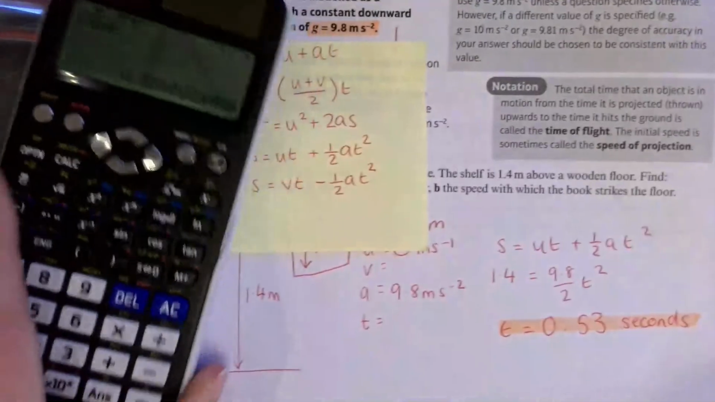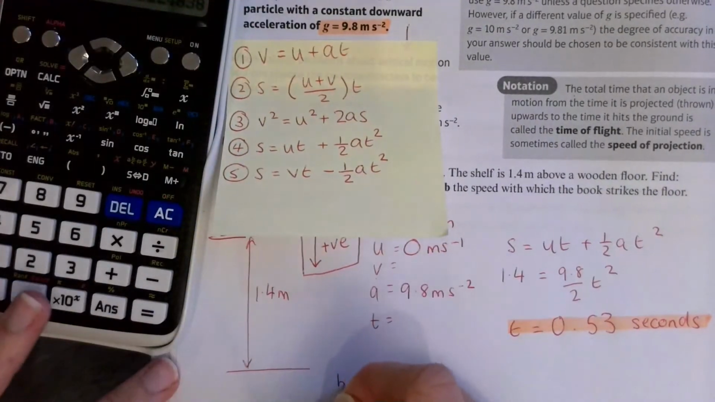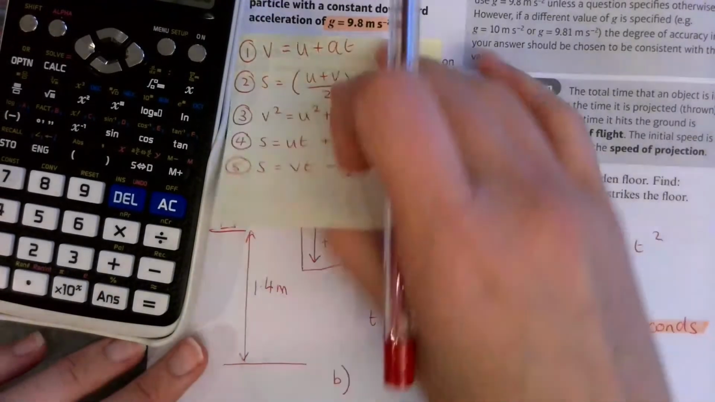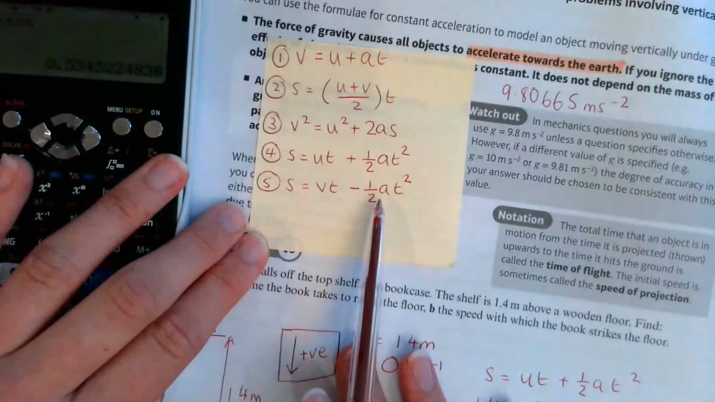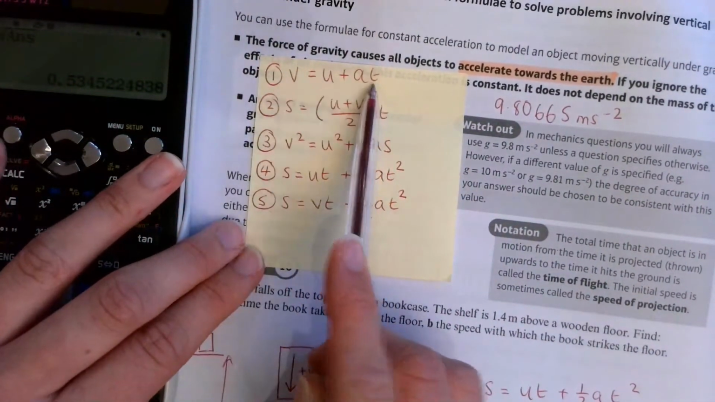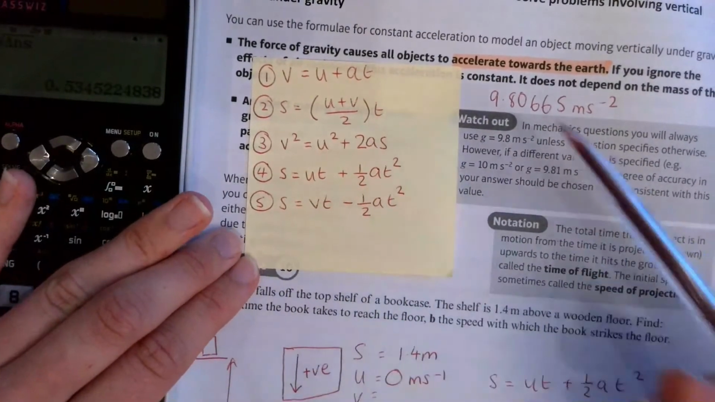Part B then is asking for the speed at which the book strikes the floor. So this one is asking for the value of V, the speed at the bottom, the final speed. So again, I can have a look up here at what I'm going to use. Well, the nice easy one to use, I could use this top one. I have T because I've just worked it out in part A. But I could use quite a lot of those.